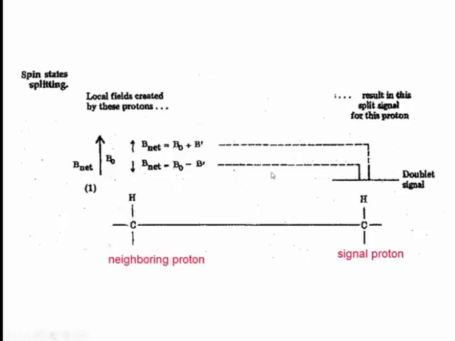In this particular case, we have one carbon bearing a hydrogen attached to an adjacent carbon bearing a second hydrogen. Now, one of these hydrogens we'll regard as the signal proton. The other hydrogen here we refer to as a neighboring proton. The proton on the carbon adjacent to the carbon bearing the signal proton is in fact called a neighboring proton.